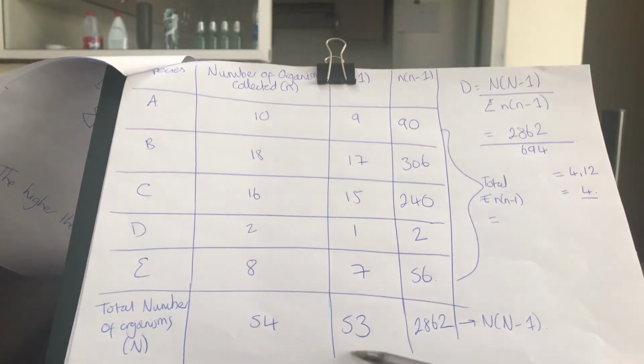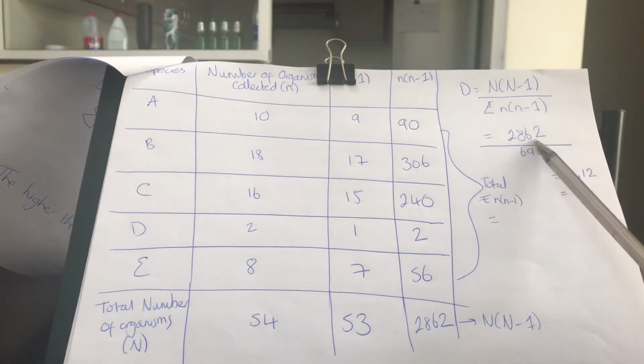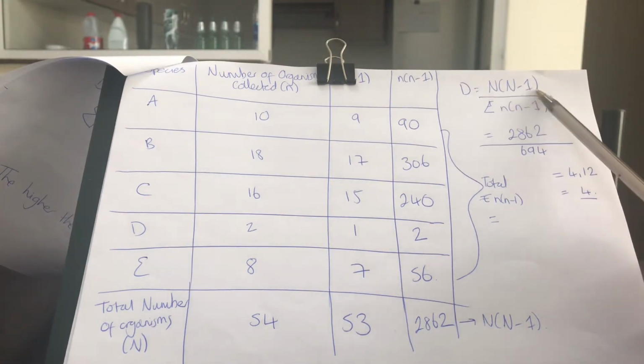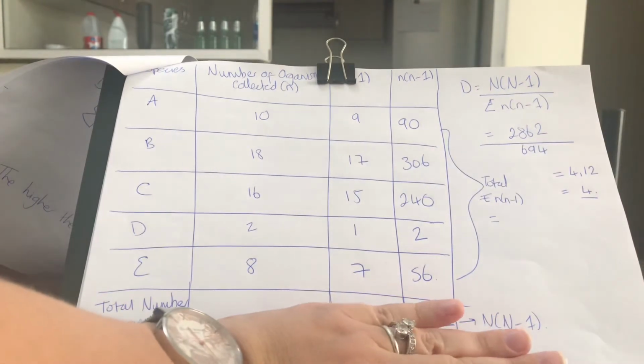Capital N minus 1 is 53. Those two numbers timed together give us 2,862. So that's our top number in our equation, that's our N times N minus 1. Okay, and then we can now ignore that row, pretend it doesn't exist anymore.